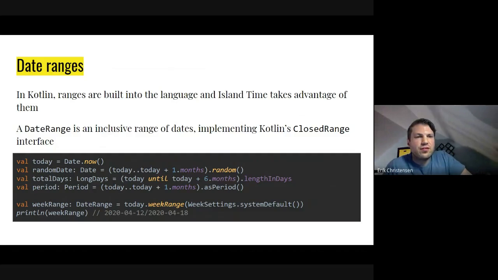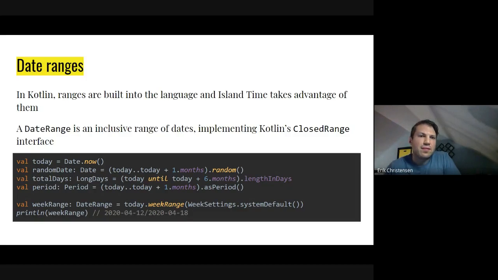Now we get to ranges. In Kotlin, ranges are built into the language, and Island Time takes advantage of them. In Island Time, a date range is an inclusive range of dates that implements Kotlin's closed range interface. So I can use the range-to operator that's a part of Kotlin, the two dots, and create a range between two different dates that way that's inclusive. Or I can use the until infix operator that's widely used too, with integers or whatever else, and get an exclusive end to my range.